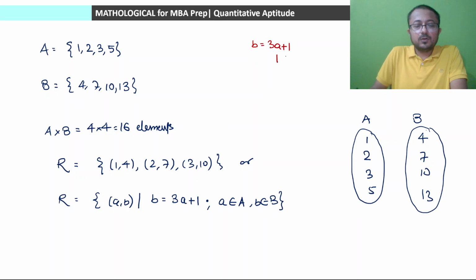So if A is equal to 1, then B becomes 3 into 1 plus 1, which is equal to 4. So 1 is related with 4. Isn't it so? 1 is related with 4. So (1, 4) will be the first ordered pair.